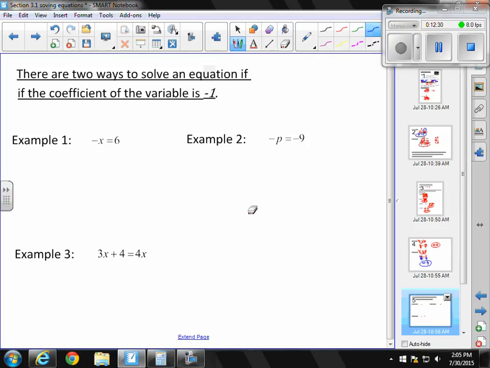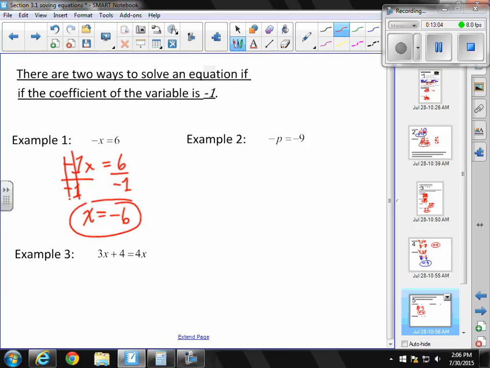Now there are 2 ways to solve an equation if the coefficient of the variable is negative 1. And I'm going to show you in these examples the 2 ways to do that. One is, this really means we have negative 1x equals 6. And when we're multiplying our variable by a constant, we always divide by that number. Negative 1 is what we're dividing by. Negative 1 over negative 1 cancels, leaving us with x equals 6 divided by negative 1, which is negative 6.